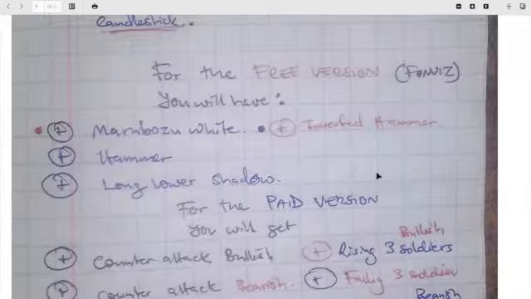Now on the free version right now, we're using the Marubozu white, the hammer, the long lower shadow, and then the inverted hammer. So basically, these are the free ones that we're using. These are the free patterns that we are focusing on.